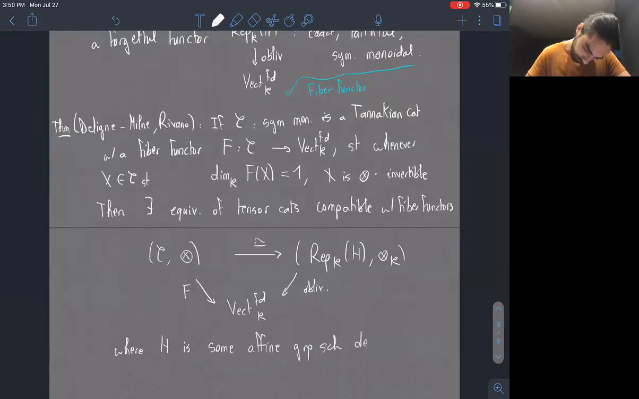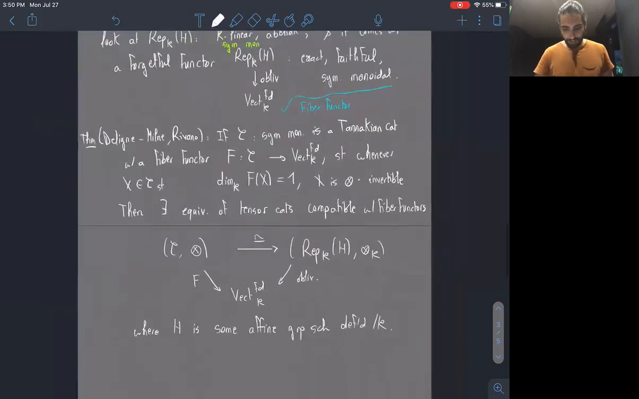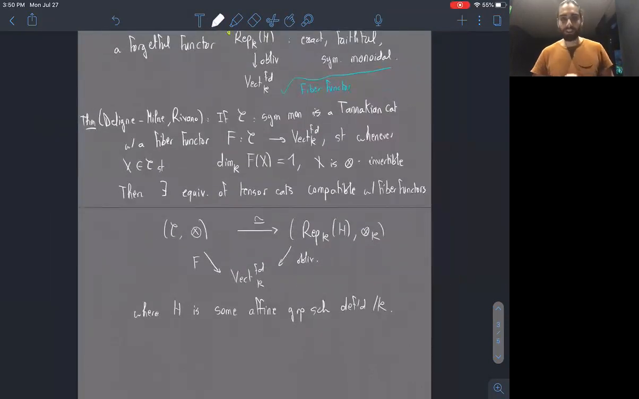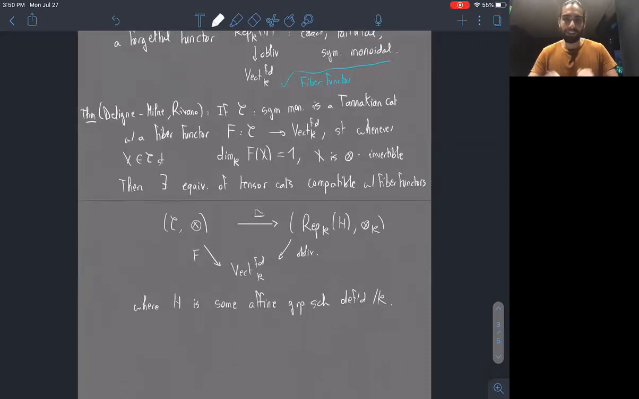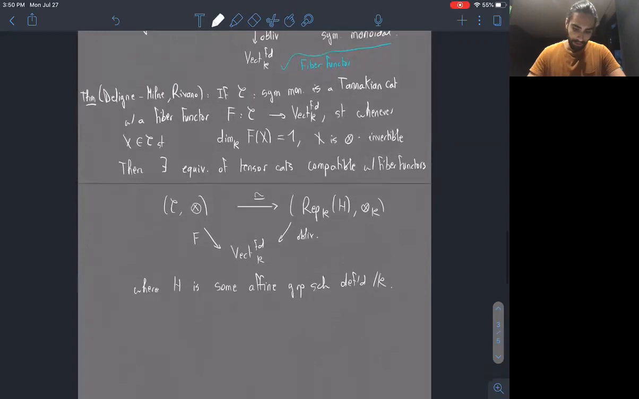Defined over K. So that's sort of the theorem that gives us a roadmap. I have an abstract category, maybe of a geometric nature. I want it to be the category of representations over some algebraic group. The method is to check all of these adjectives and display a valid fiber functor. And then Tannakian reconstruction tells you, okay, here's your category of representations.